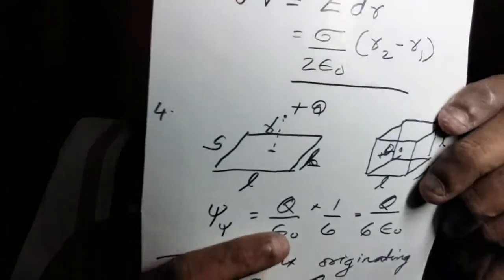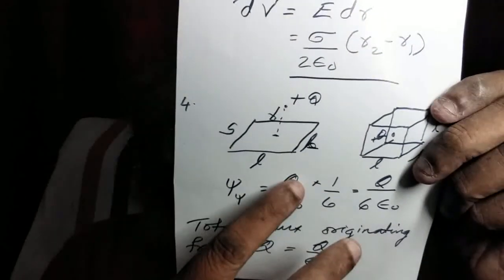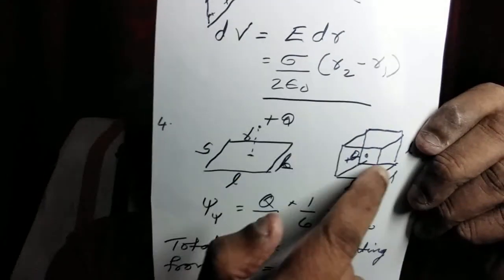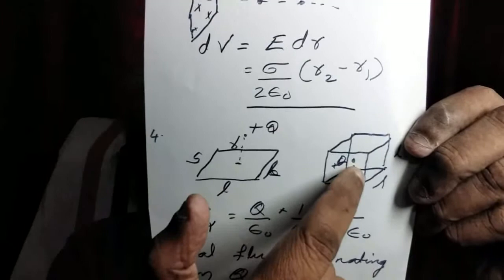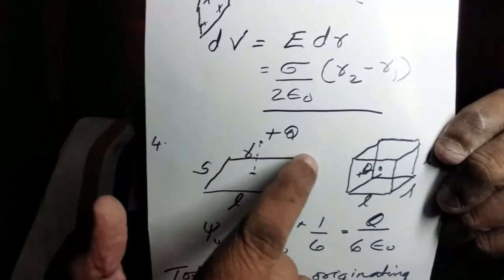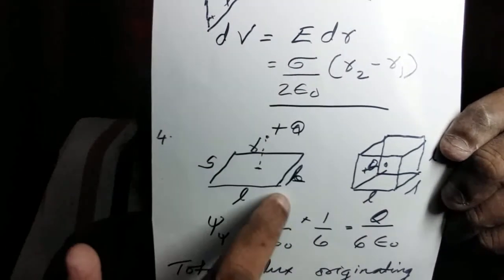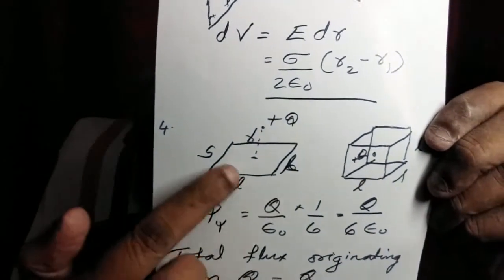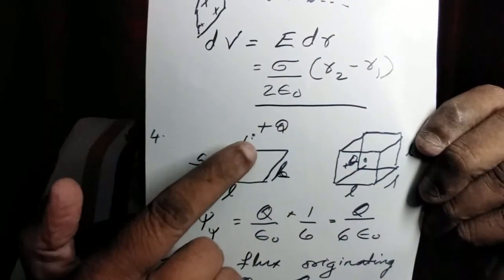So this number of lines, q by epsilon 0, must cross through the 6 faces of this cube. So number of flux lines crossing one of the faces will be 1 by 6 of the total flux originated from q. So here the answer is q by 6 epsilon 0. That is the answer.